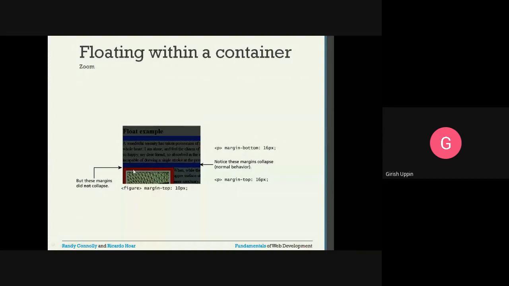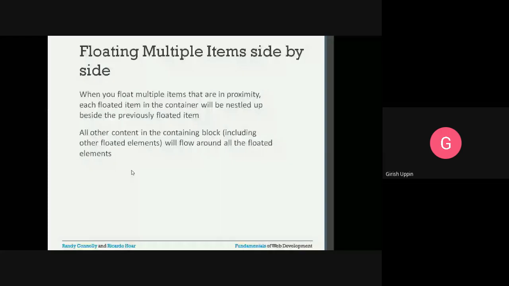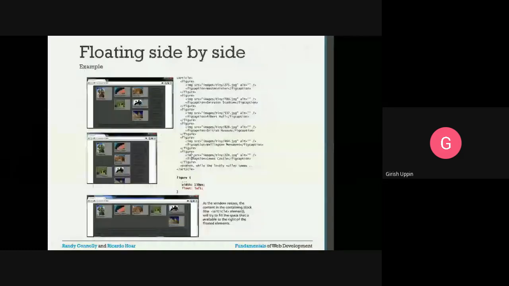Floating multiple items side by side. When you float multiple items that are in proximity, each floated item in the container will be nestled up beside the previously floated item. All other content in the containing block, including other floated elements, will flow around the floated elements. We will see that with the example. When we have multiple elements inside a container, when the first element floats, all the other elements will refloat, and based on where the element has floated, accordingly it will move to the right or to the left.